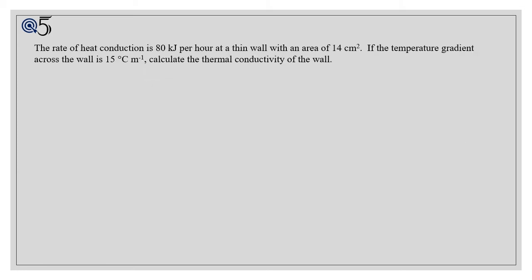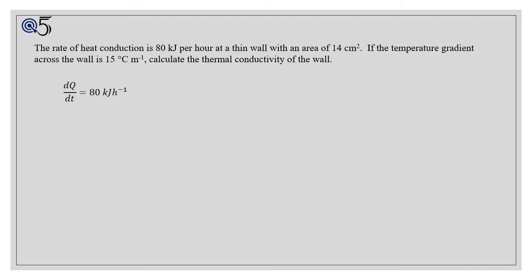Question number 5. The rate of heat conduction is 80 kJ per hour at a thin wall with an area of 14 cm square. If the temperature gradient across the wall is 15 degrees Celsius per meter, calculate the thermal conductivity of the wall. So we extract the data.